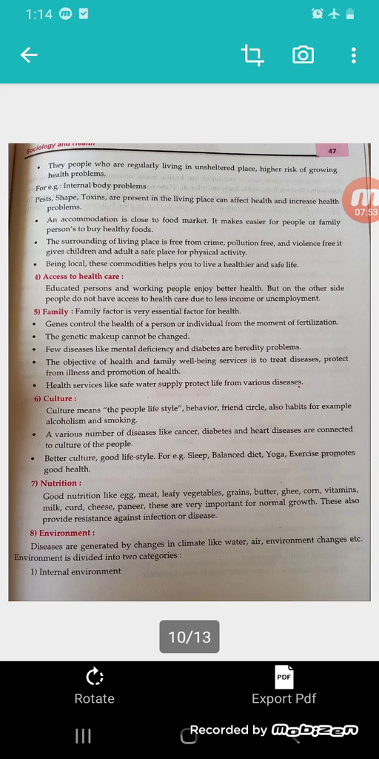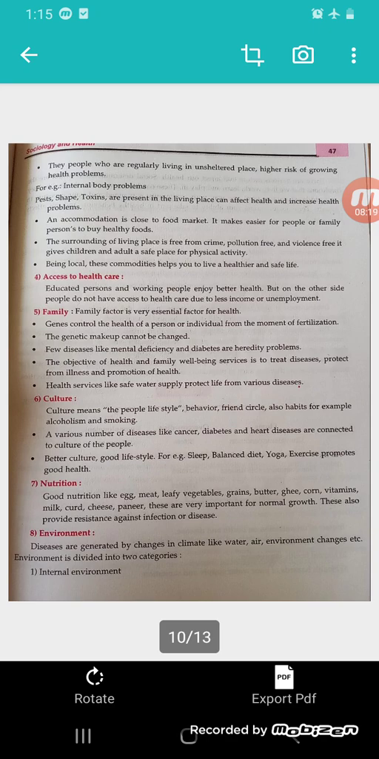For example, balanced diet, sleep, yoga, exercise promote our health. Coming to nutrition, good nutrition like egg, meat, leafy vegetables, grain, butter, ghee are very important for normal growth. They give resistance against infection or diseases.